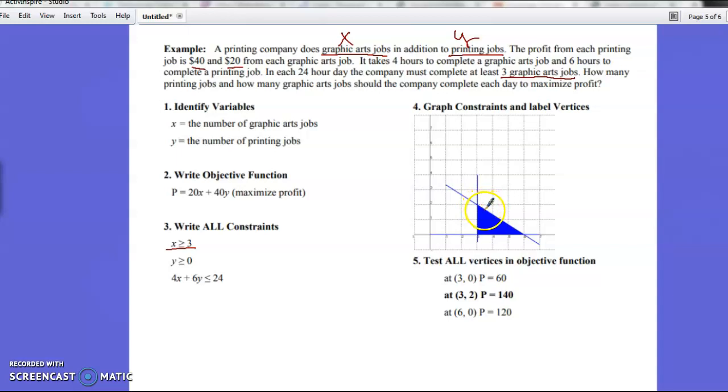And so the points that we're going to look at, our vertices: we have one here at 3, 2. We have one here at 0, 5. I'm sorry, not 0, 5, 5, 0. Goodness gracious. And we have one here at 3, 0. And that's not 5, I can't count, 6.